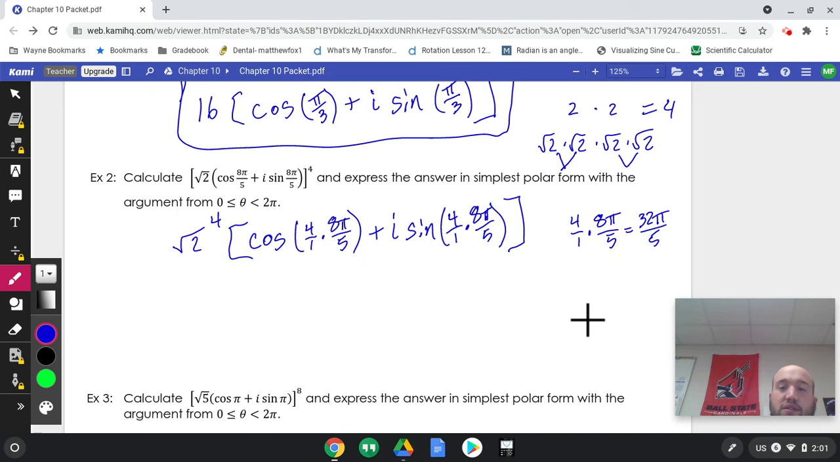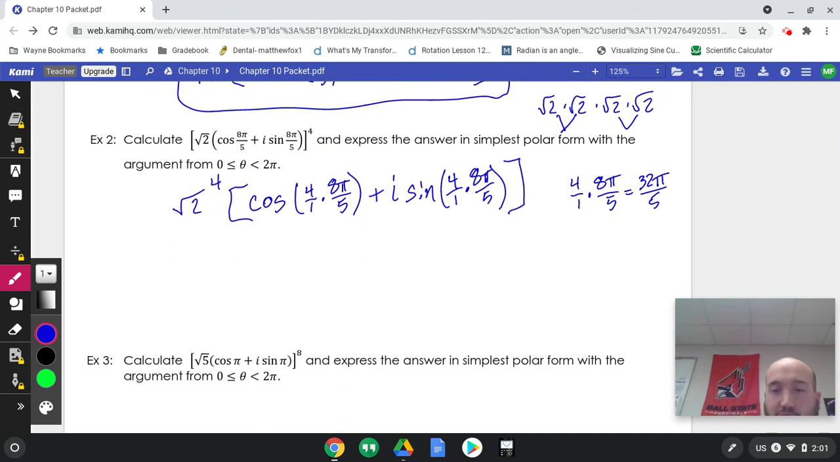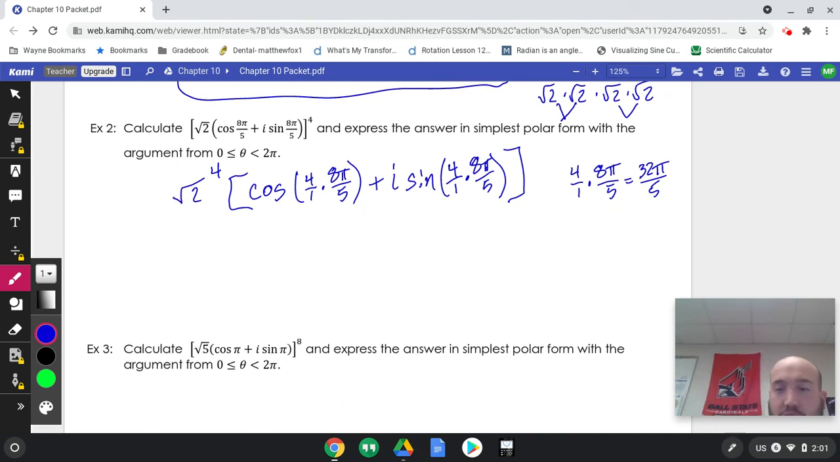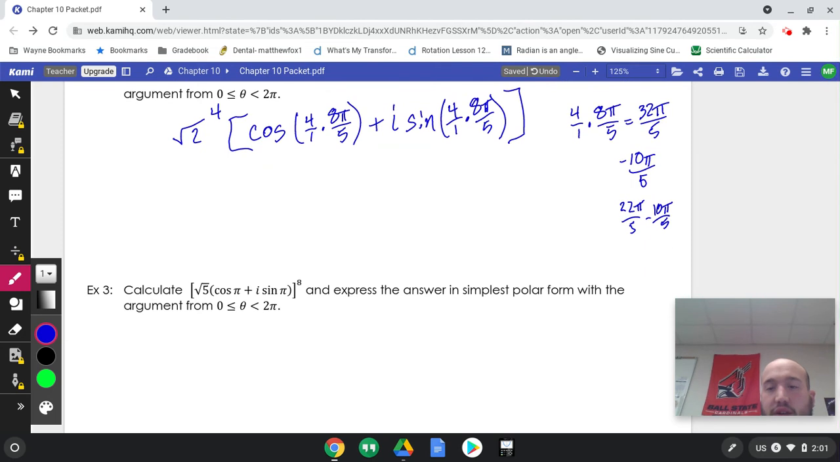It's the same thing. So if we subtract 2 pi off one at a time, in our case here, we're not going to subtract 2 pi, we're going to subtract 10 pi over 5, because that is the same thing as 2 pi. So 32 pi minus 10 pi leaves us with 22 pi over 5. We'll subtract it again, and that'll leave us with 12 pi over 5.